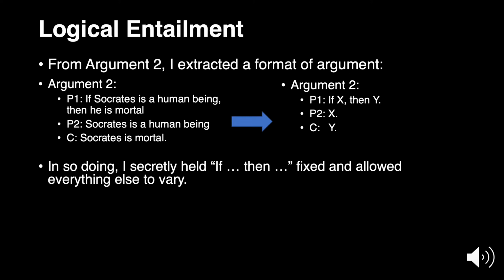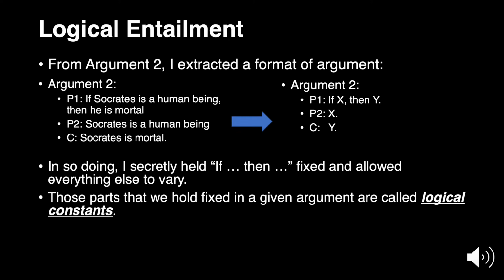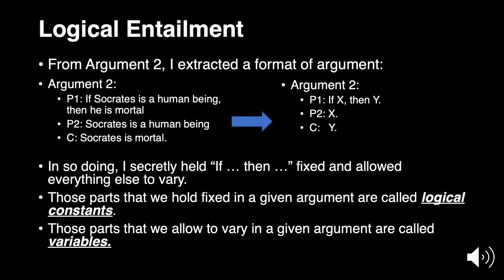Okay? Those parts that we hold fixed in a given argument are called logical constants. So it remains constant, right, throughout. On the other hand, those parts that we allow to vary in a given argument are called variables. The meaning is that they can vary. You can substitute something else for it.